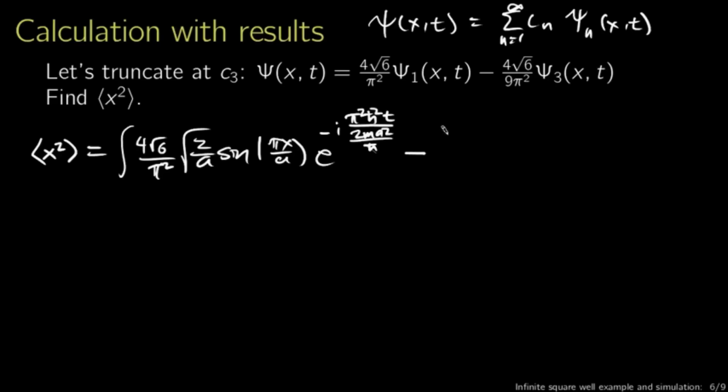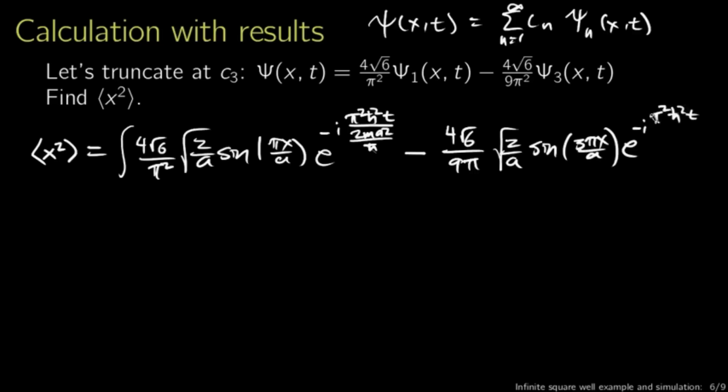The next term, we have 4 root 6 over 9 pi squared from this coefficient. Now psi 3 is root 2 over a sine of 3 pi x over a times, again, complex exponential, e to the minus i 9 pi squared h bar squared t over 2ma squared, all divided by h bar. Now, what is this? This whole thing needs to be complex conjugated, because this is psi star.